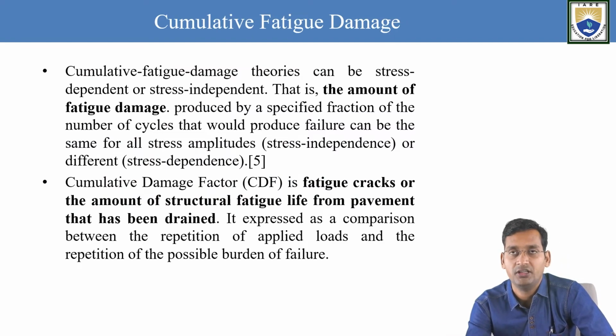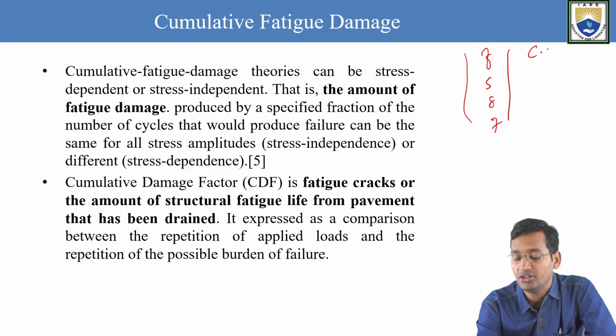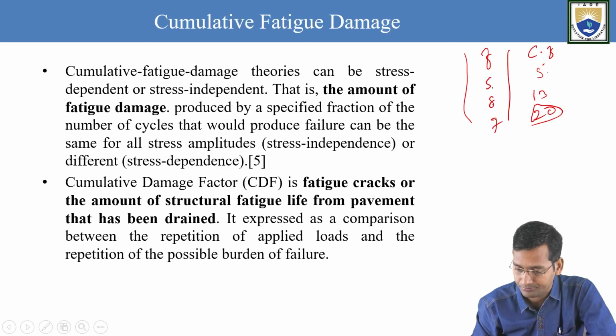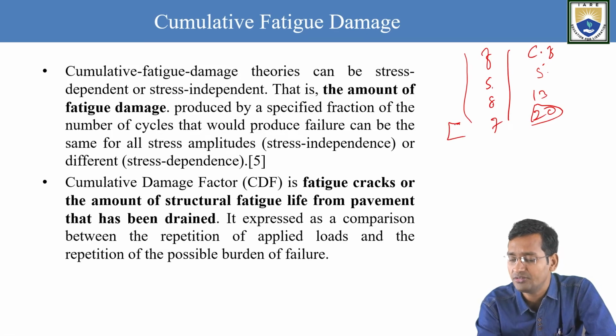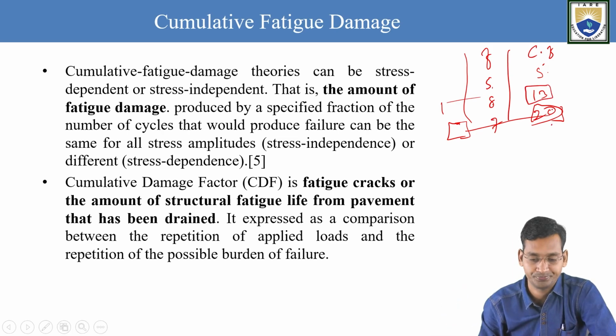Now, cumulative fatigue damage. So cumulative means just add everything, just like in statistics when we find the cumulative frequency. Suppose the frequencies are 5, 8, 7. First this will be 5, then 5 plus 8 is 13, and then 13 plus 7 is 20. So this is the cumulative frequency at each point. For this one 13 will be the cumulative. So the cumulative is overall how much is acting.